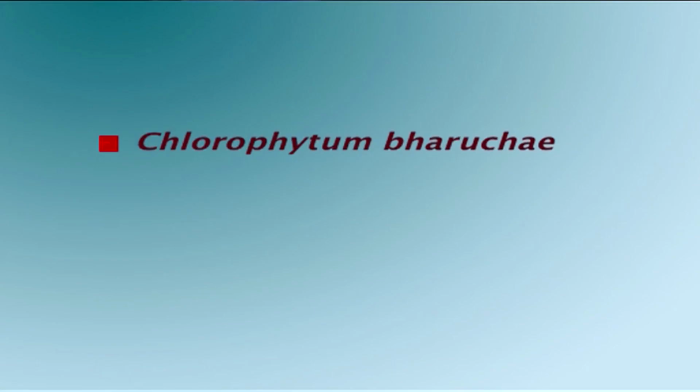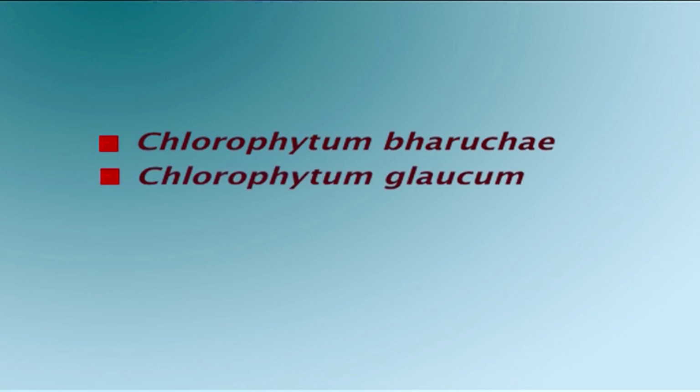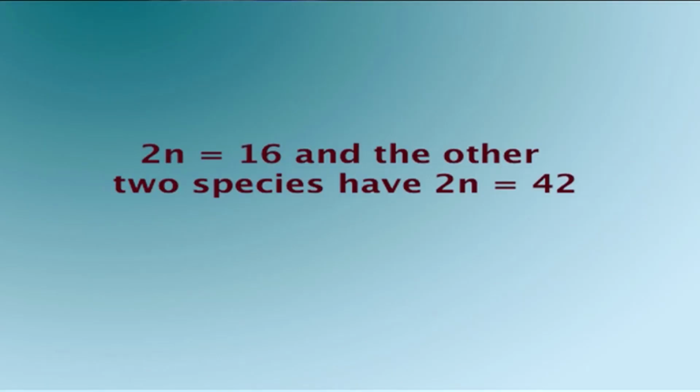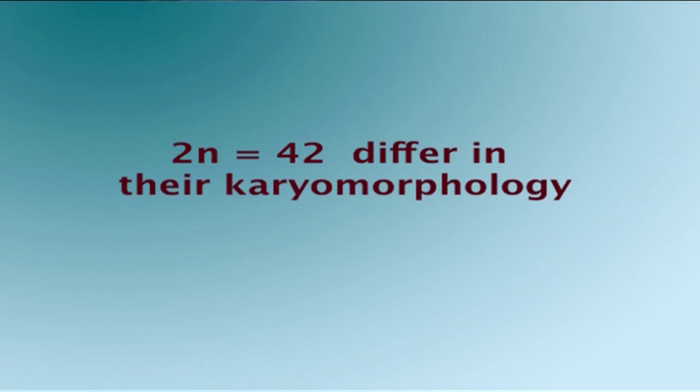Three species of Chlorophytum, that is Chlorophytum barochi, Chlorophytum glaucum and Chlorophytum glaucoides, are very similar to each other morphologically, and therefore it is difficult to identify them easily. Cytological investigations revealed that Chlorophytum barochi has 2n=16 and the other 2 species have 2n=42. The 2 species with 2n=42 differ in their karyomorphology.